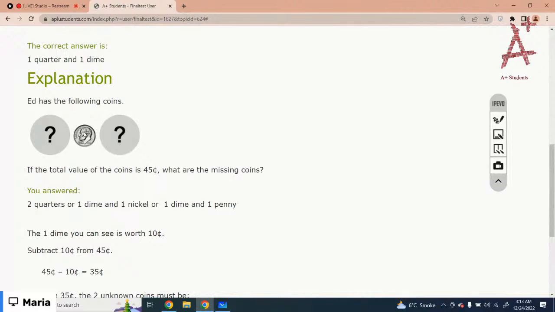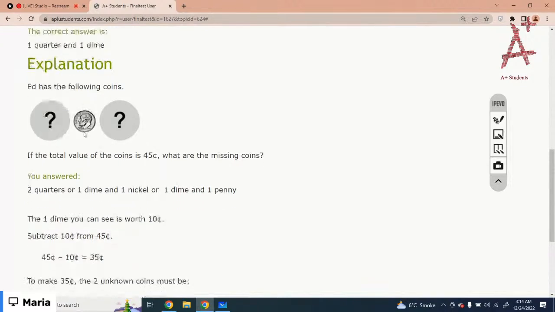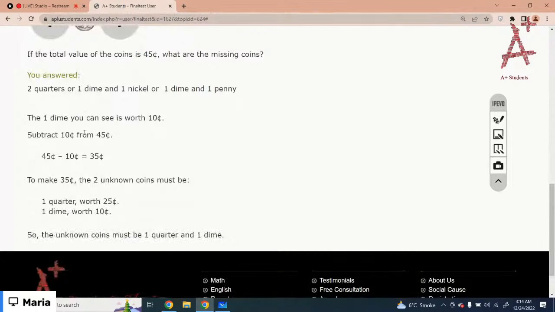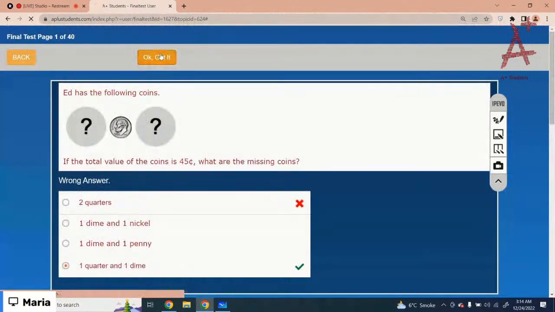That is 10 cents. So the total money is 45 cents. Just subtract 10 out of 45. That means the other ones you are left with are worth 35 cents. So you have to look for the two coins that, when you add their worth, make 35, so that would be the quarter and the dime. The quarter is worth 25 cents and the dime is worth 10 cents. Got it? So the missing two coins are one quarter and one dime. Got it? Okay, let's just move on to the next question.